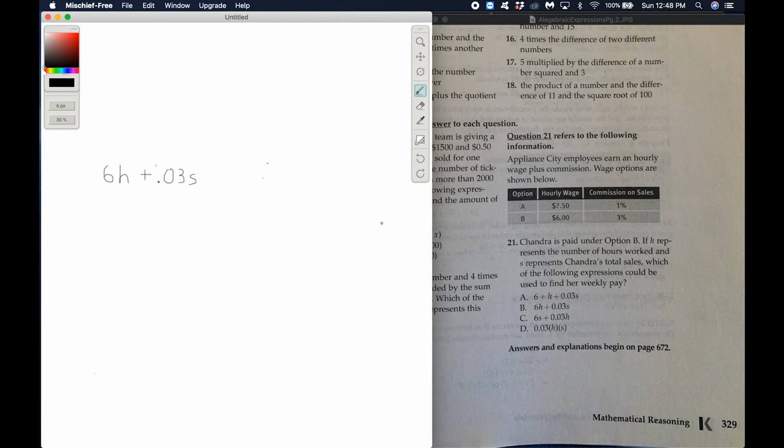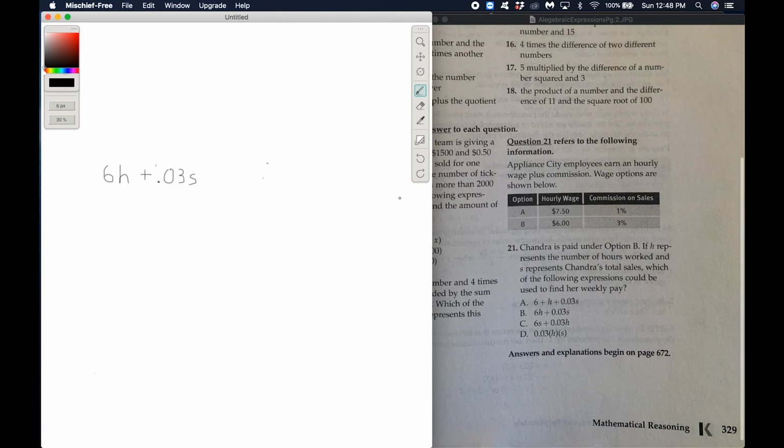Anyways, that's it for this first part of this lesson here. This one's a bit longer, so I'm dividing them up into two.